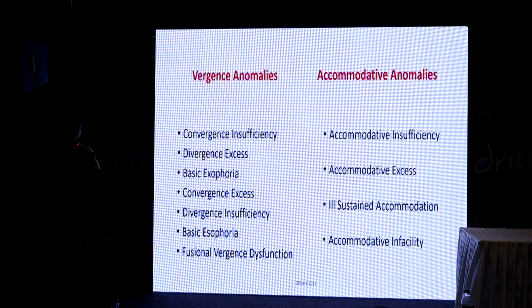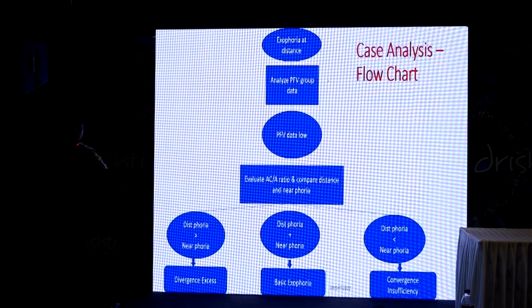So basically, when you talk about vergence anomalies, what do you commonly encounter? You can have convergence insufficiency, divergence excess, basic exophoria, basic esophoria, convergence excess, divergence insufficiency, fusional vergence dysfunction. And accommodative anomalies that you frequently encounter are accommodative insufficiency, ill-sustained accommodation, accommodative excess, or accommodative infacility. So how do you analyze? So again, I have a flow chart for ease of understanding.